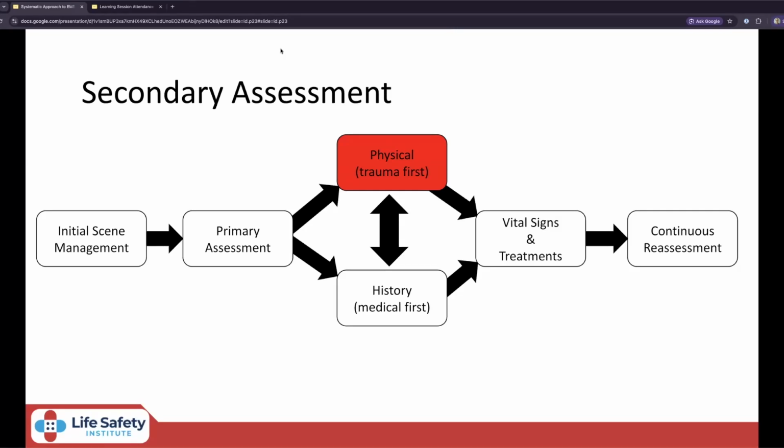Welcome back, everyone. As we jump into learning session two, which is the back half of the systematic approach to EMS. What we went over in the last session was our initial scene size up, the scene management, and then our primary assessment. So, quick recap. We need to keep our head on a swivel, make sure that we're safe as responders, so we can ensure the safety of bystanders, our patient, our colleagues and such. And this is a continual process.